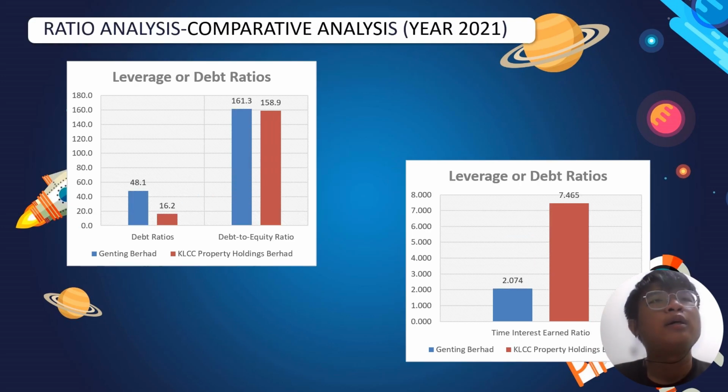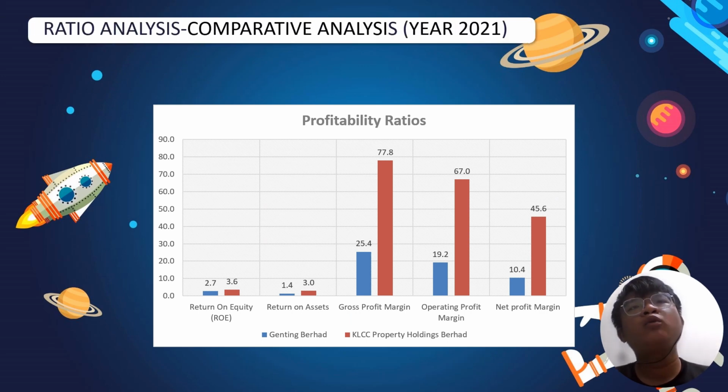Third is leverage. In the leverage, the debt ratio and the debt to equity ratio show that Genting Berhad is higher than KLCC Property Holding Berhad in the year 2021. And for the times interest earned ratio, KLCC Property Holding Berhad is higher than Genting Berhad. The last ratio for the year 2021 is the profitability ratio. The ROE, ROA, gross profit margin, operating profit margin, and net profit margin of KLCC Property Holding Berhad are higher than Genting Berhad. This is because KLCC Property Holding Berhad can earn more money than Genting Berhad.